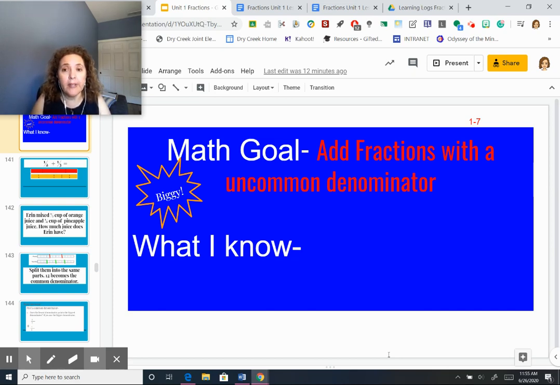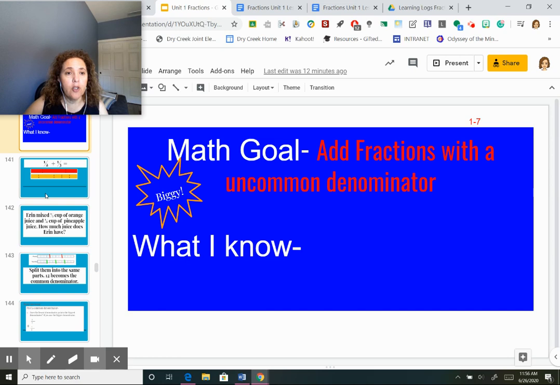Our math goal is to add fractions with an uncommon denominator. So that's our new thing for fifth grade. Everything we've been doing is leading up to this. Do you know anything about how to add fractions with an uncommon denominator? Chances are you probably don't, because this is a fifth grade standard, okay? If you don't know anything, that's okay. Write down, I don't know anything. I'm gonna rock my mind, okay?